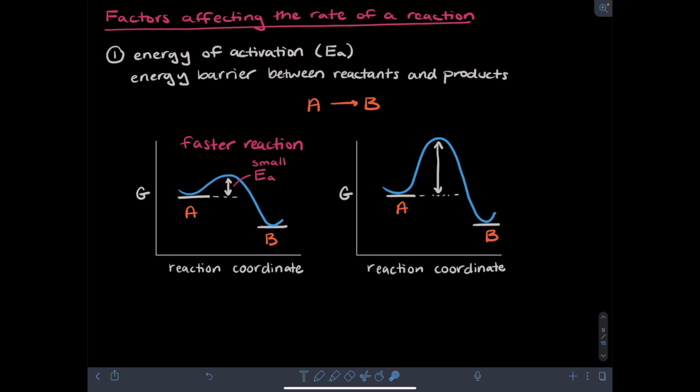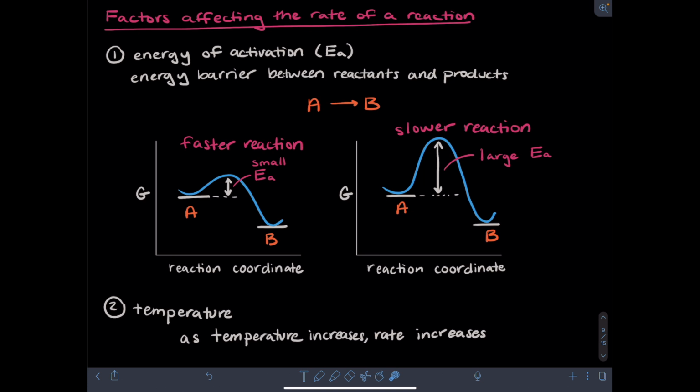In the other graph, here I'm measuring the energy of the barrier from the energy of starting material A to the top of the peak. Compared to the other graph, this is a larger energy of activation. And the larger this barrier, the slower the reaction is going to be. A separate factor that will affect the rate of the reaction is temperature. As you increase the temperature, the rate is going to increase. Temperature is giving your molecules more energy so that they can get over the barrier more readily.